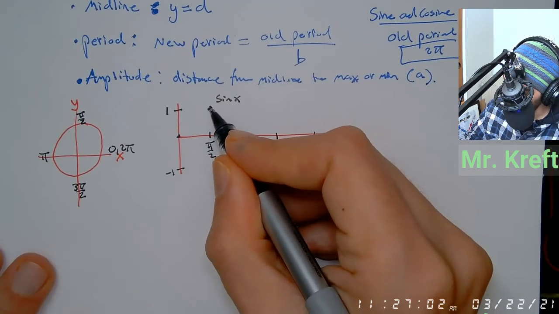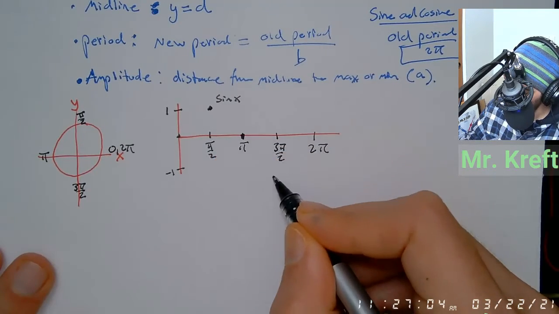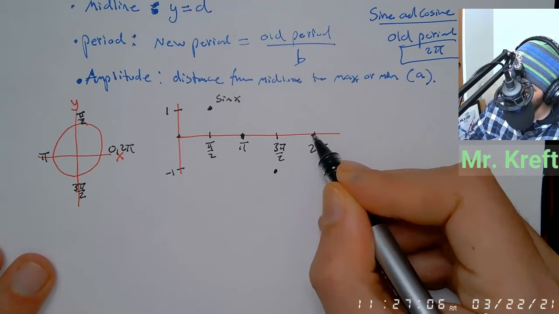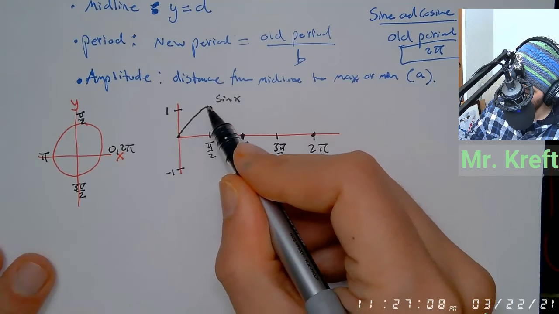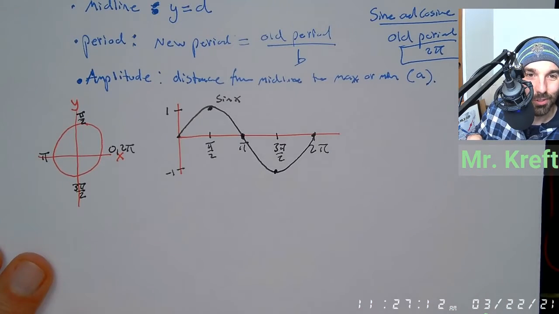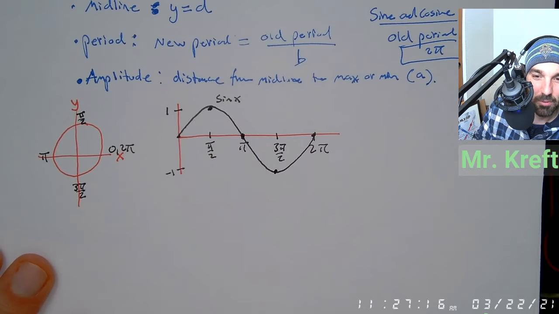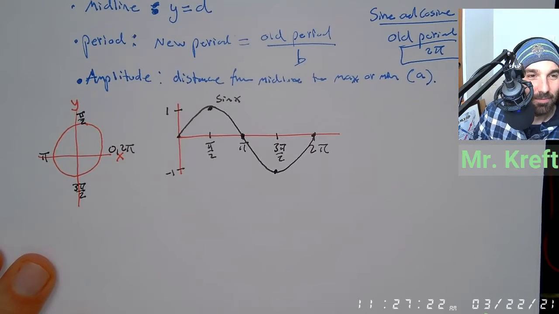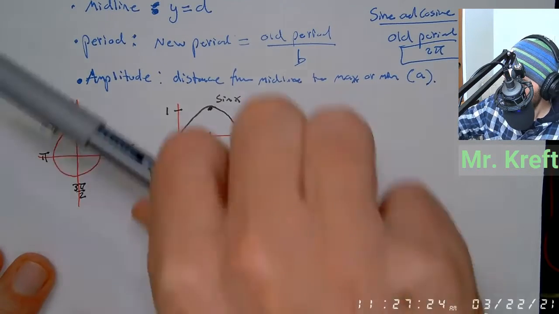We know at pi over 2, it's going to be 1. At pi, it's 0. At 3 pi over 2, it's -1. And at 2 pi, it's 0. And then I just put a nice sexy curve between all of them, because curves are sexy and we want to be sexy in math, right? That's why everyone hates algebra. It's so not sexy, because it's all those straight edges. Okay, so there's sine of x.